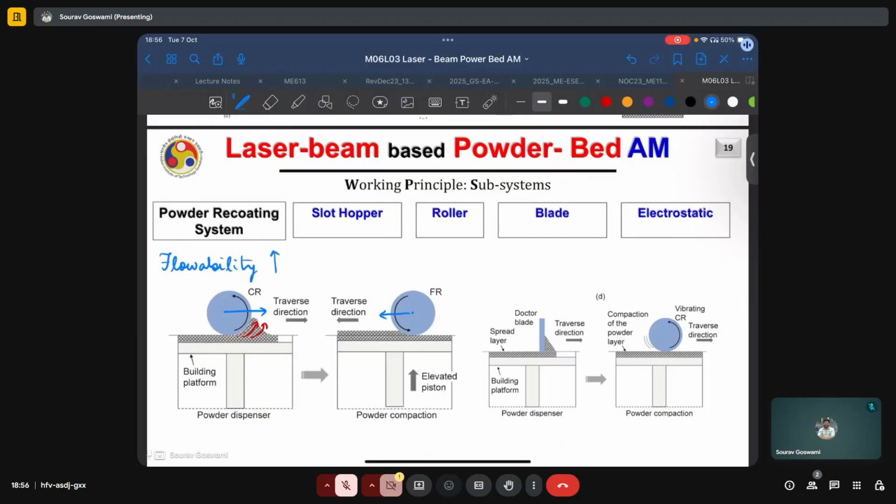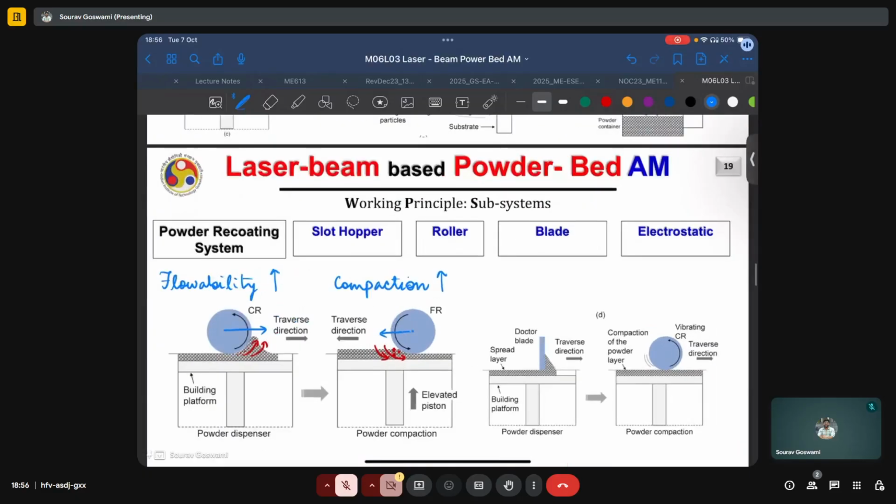of the powder particles. Whereas in this other case, where the roller has a forward rotation with respect to the traverse direction, the powder particles which are available just ahead of it can be expected to be pushed under it, and so there will be better compaction for the forward rotation case.